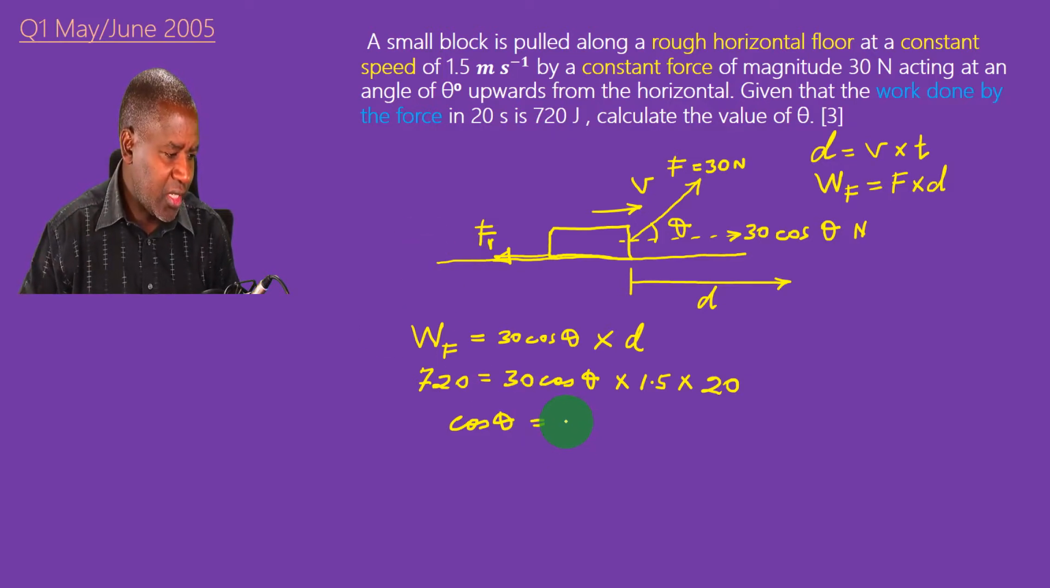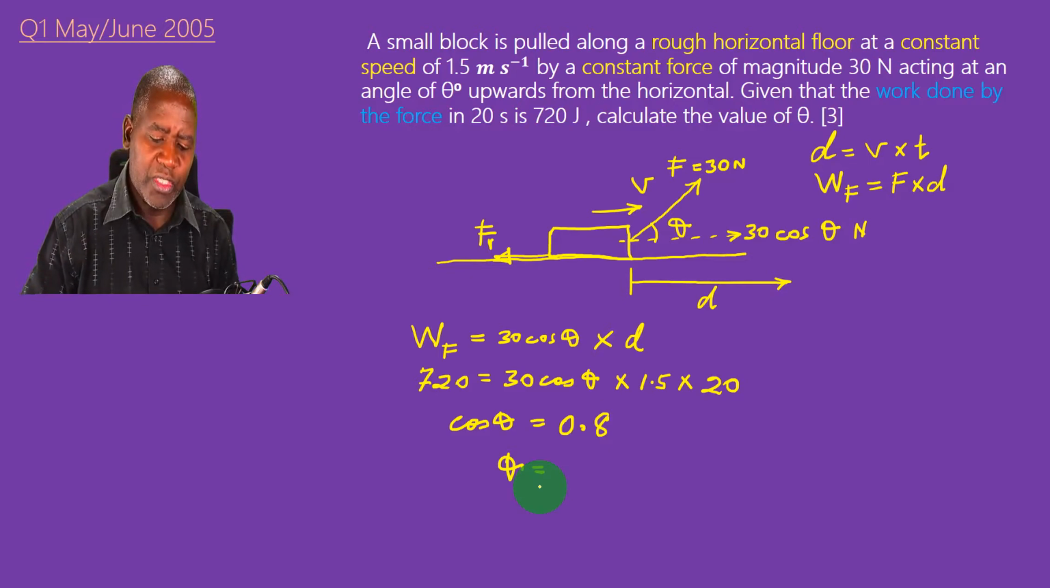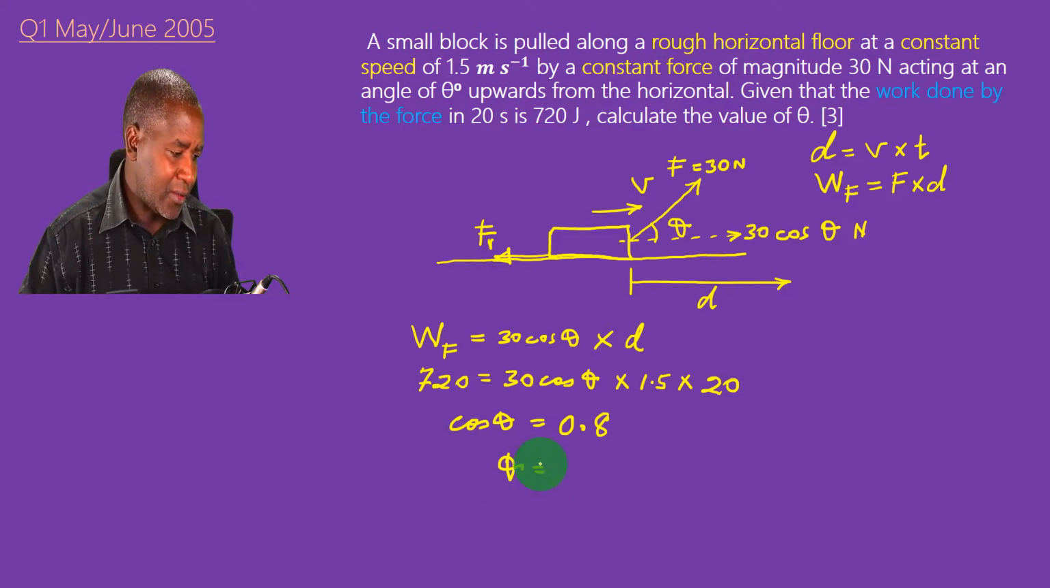So cos theta is 0.8. And the theta, of course, is going to be equal to the cos inverse of that. So shift cos inverse of the answer that I got there, and I have 36.86. We can say it is 36.9 degrees.